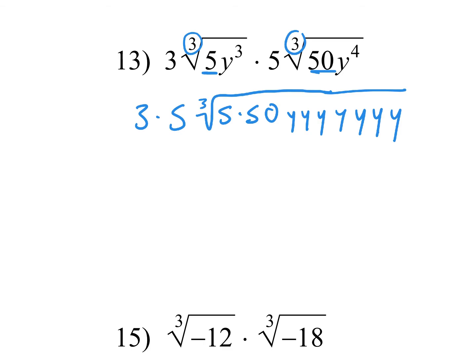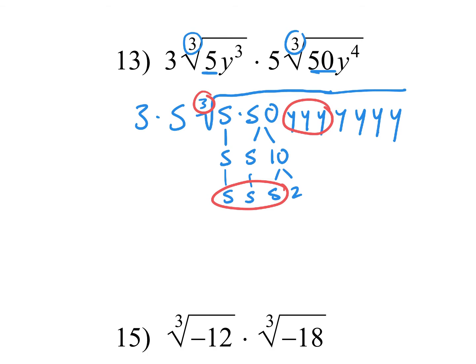I circle groups of how, oh, well, let's break down our numbers first. Can I break down 5? No, it's prime already. What are 2 factors of 50? 5 and 10, and 2 factors of 10? 5 and 2. So I circle groups of what? Groups of 3. So what would I circle? The 5s. Anything else? 3 y's and another 3 y's. So what else is going to come to the outside? So I already have a 3 and a 5 from before. What else? 5 and y squared.